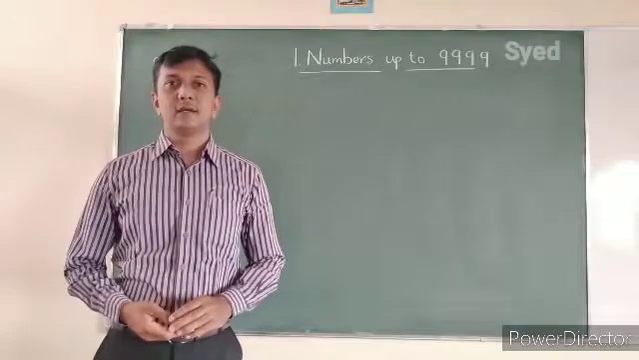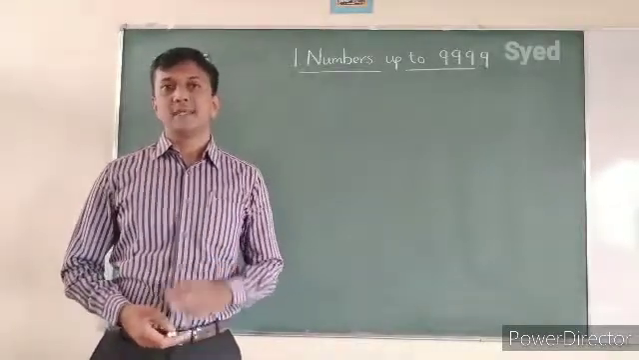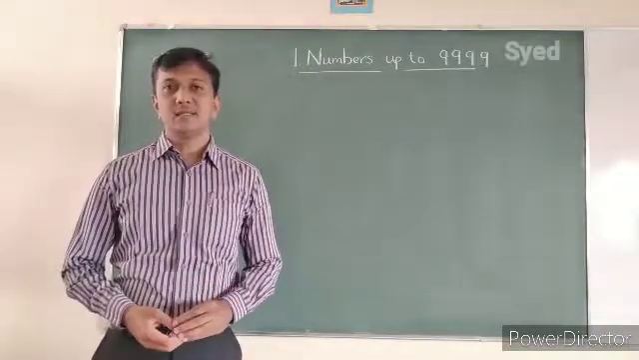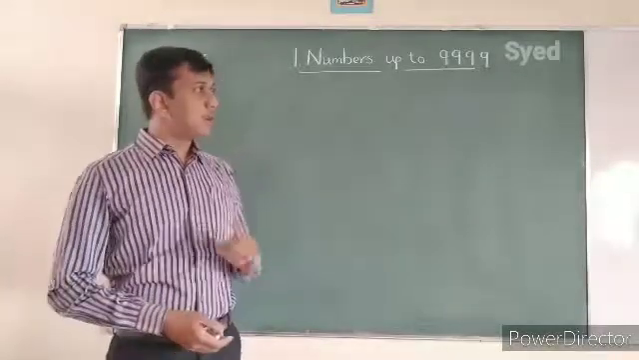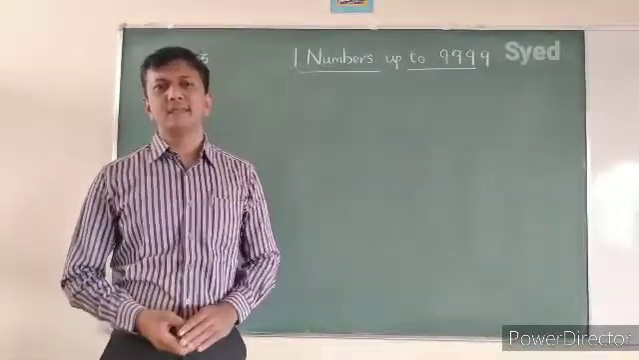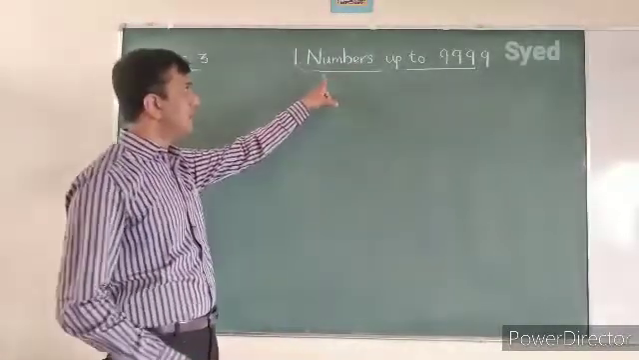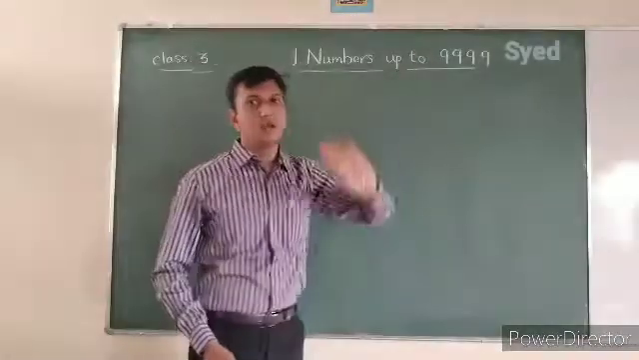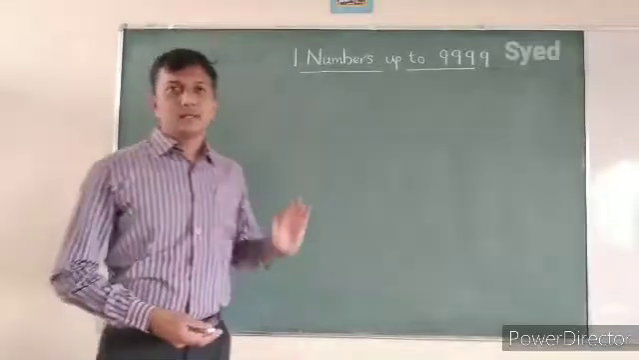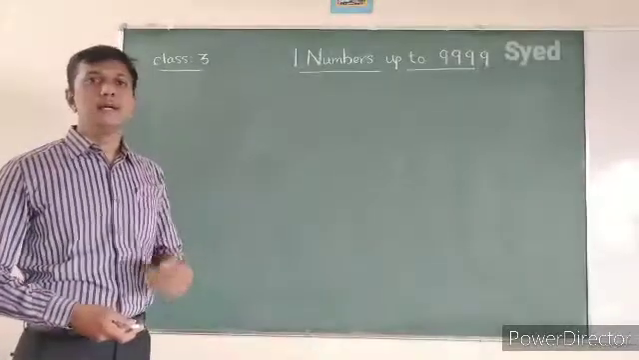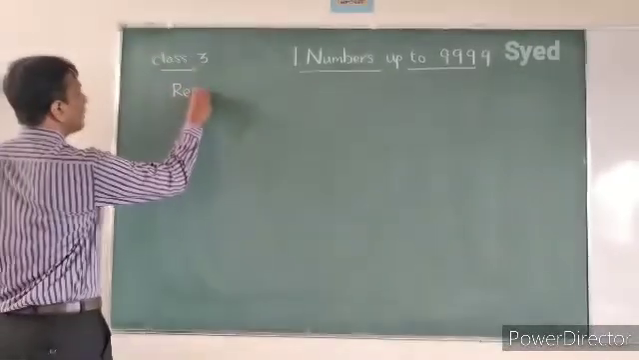In second class in mathematics, you came across 2-digit numbers, 3-digit numbers and addition and subtraction of those numbers. Now in this third class, we will discuss 4-digit numbers. That is the title in your textbook, given as numbers up to 9,999. Okay, before that, let us recall what we have learned in the second class.